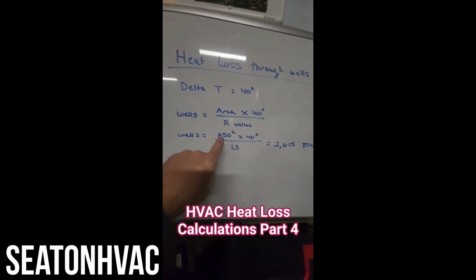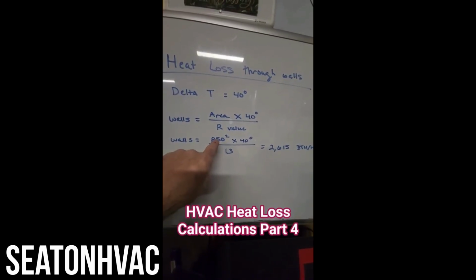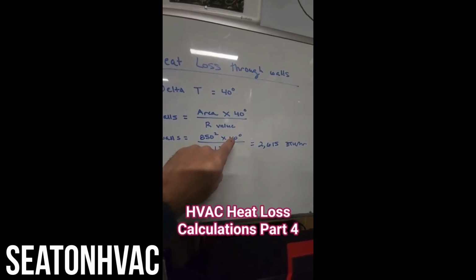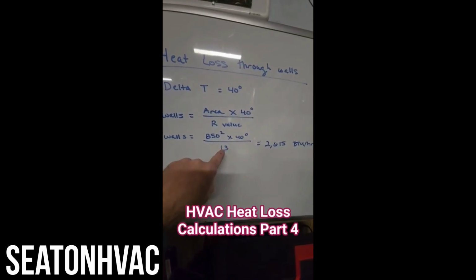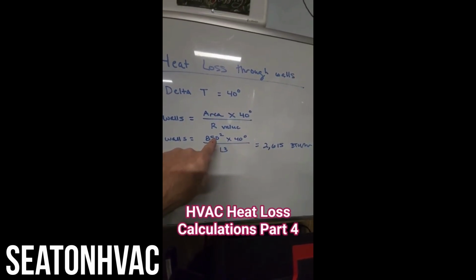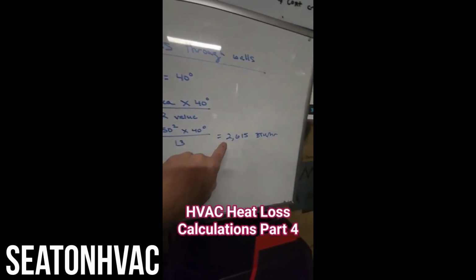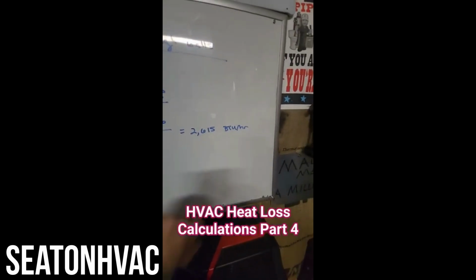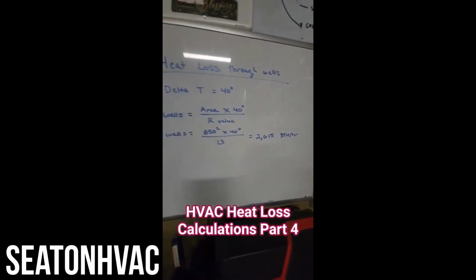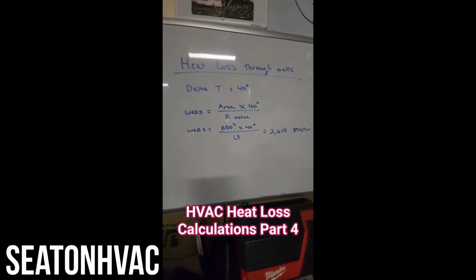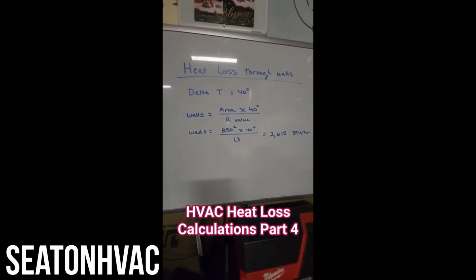So let's say that you have 850 square feet of wall. You multiply that by 40, and then you divide that by 13. So 850 times 40 divided by 13 equals 2,615 BTUs per hour. So that's how we figure out on paper how much heat loss we're getting through our walls.